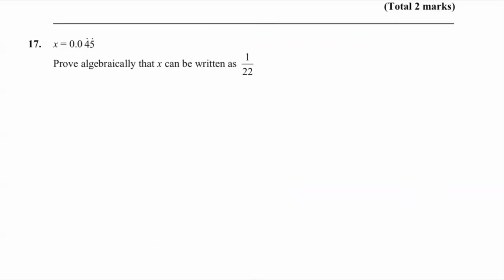Okay, so question 17 is asking us to prove algebraically. So we must use algebra to show that x can be written as this. I quite like these types of questions because it's given us the answer. It's given us our goal. So we know what we want to achieve.